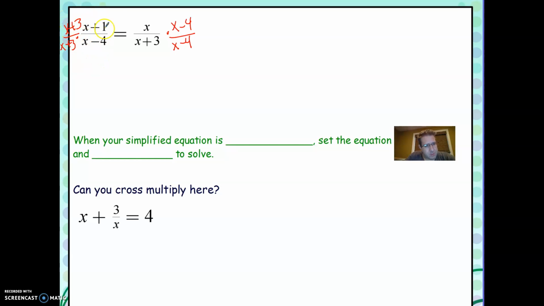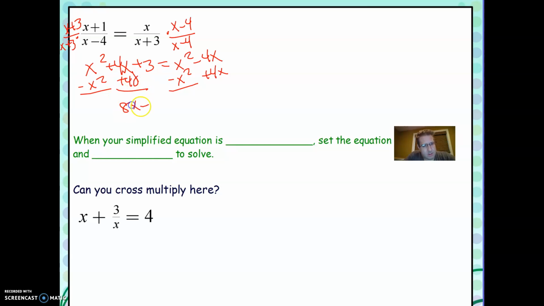So I'm left with x plus 3 times x plus 1, which if I solve gives me x squared plus 3x plus 1 more x makes 4x plus 3 equals x times x is x squared, and x times negative 4 is negative 4x. Okay, so now I'm going to set it equal to 0. Add 4x here, add 4x here. So I end up with 8x plus 3 equals 0. Then I can subtract 3 from both sides. 8x equals negative 3. Divide by 8 and there's your answer.